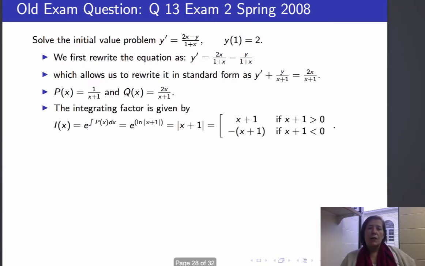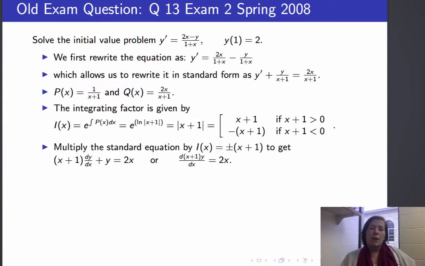So we apply our method. We first find the integrating factor, which is e to the power of the integral of p(x) dx. And now the integral of 1 over x plus 1 is the natural log of the absolute value of x plus 1. And e to the power of the natural log of the absolute value of x plus 1 is just the absolute value of x plus 1. And this is either x plus 1 or minus (x plus 1).